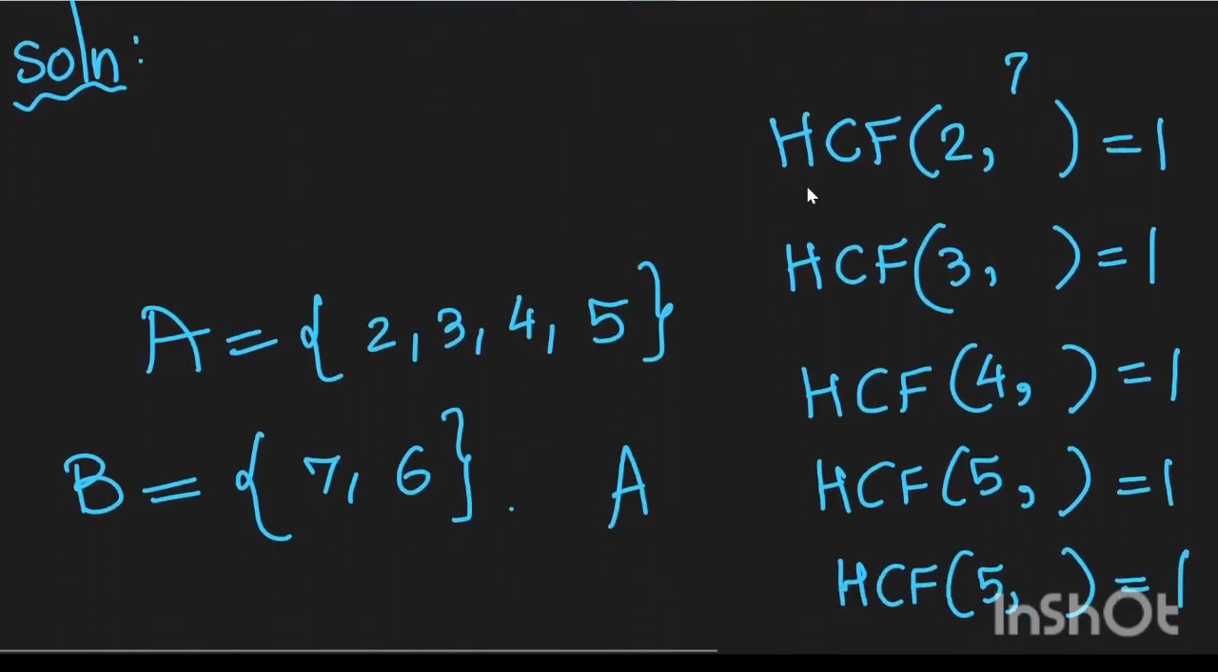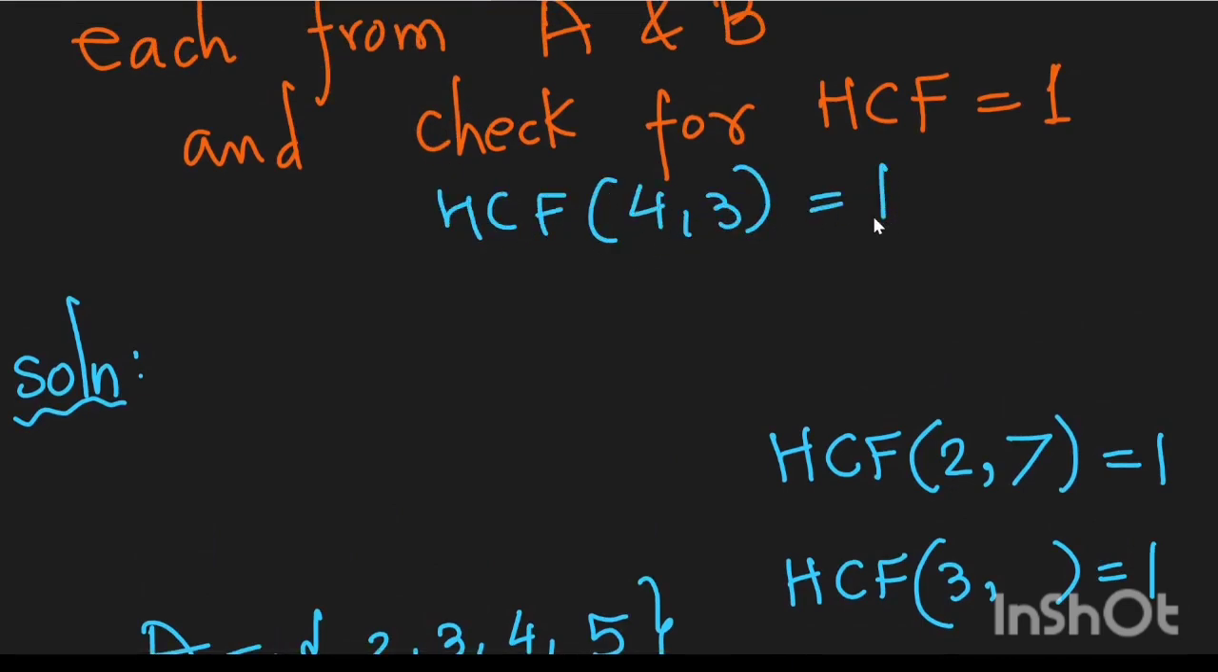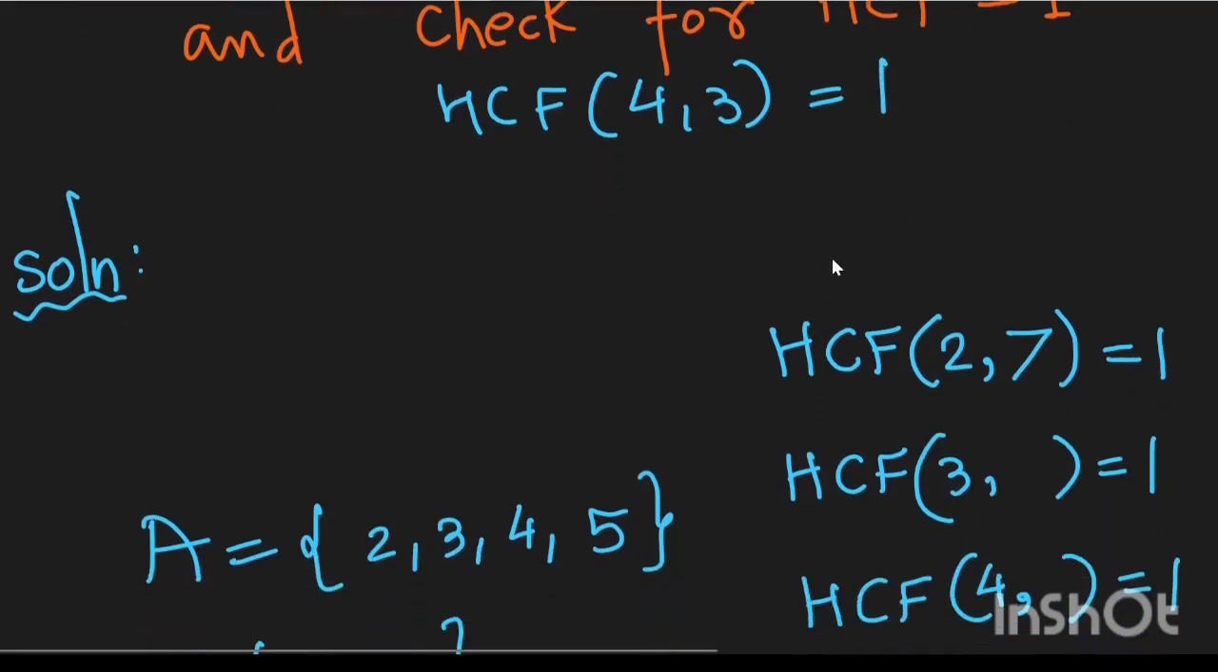So A is 2, 3, 4, 5. So first we will fix A as 2. Okay. And then we will think as to what should be the value here so that it is 1. From B, 7 and 6 are given. So if you think what should be placed here, yes, it should be 7, so that the HCF for 2 and 7 is 1. HCF means highest common factor. For example, HCF of 4 and 3, there is no common factor, so it is 1, like that. We can say they are co-prime with respect to each other.